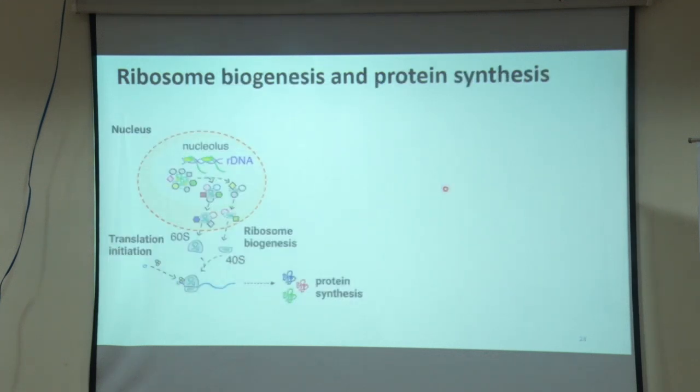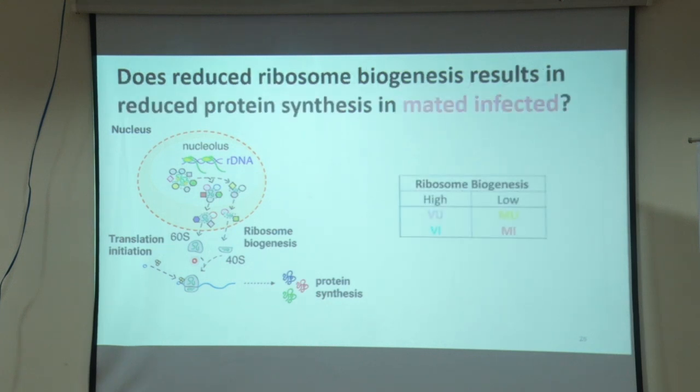We also saw changes in the ribosome biogenesis. It included genes which produce different subunits of the ribosomes and rRNA genes, as well as translation initiation factors, suggesting that if ribosome biogenesis is affected, downstream it will affect protein synthesis. So we next asked if the reduced ribosome biogenesis results in reduced protein synthesis in the mated infected.